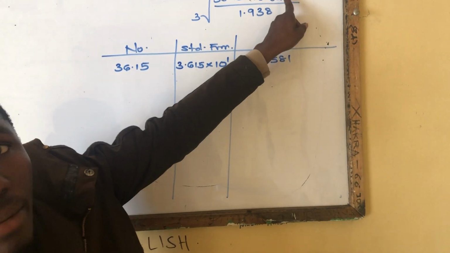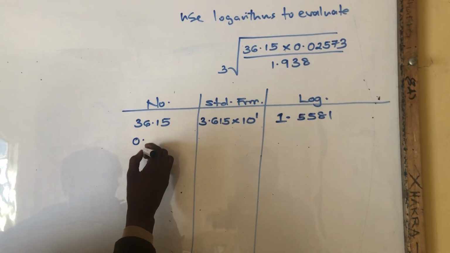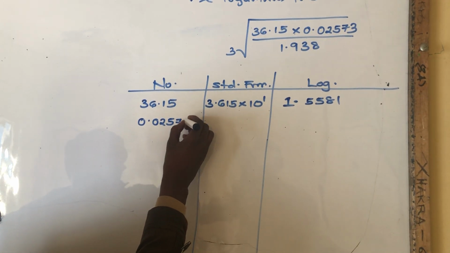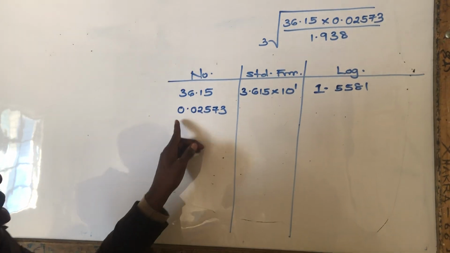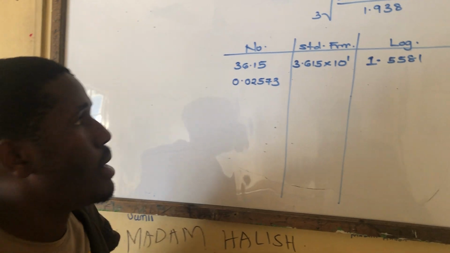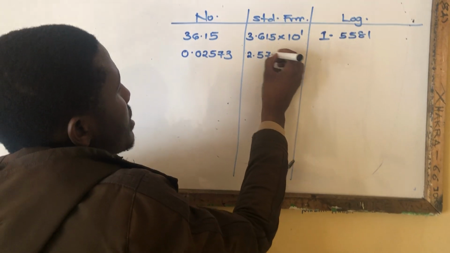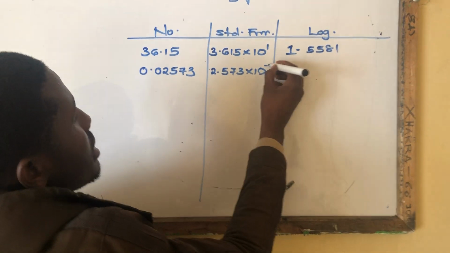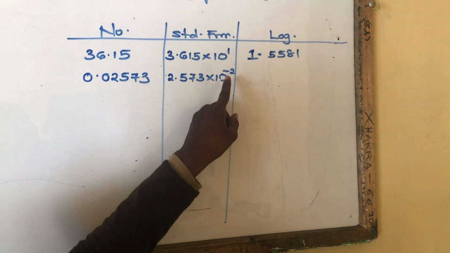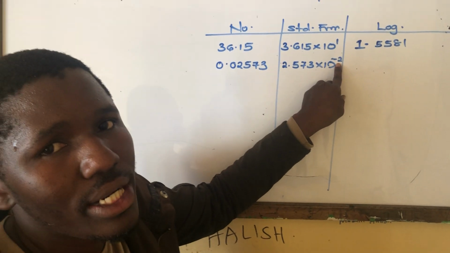Which takes us to the next number. What should be the next number? The next number should be 0.02573. What is this number expressed in standard form? The number will become 2.573 times 10 to power negative 2, because the decimal point moved twice. Like we said earlier on again, this negative 2 would become our characteristic again.